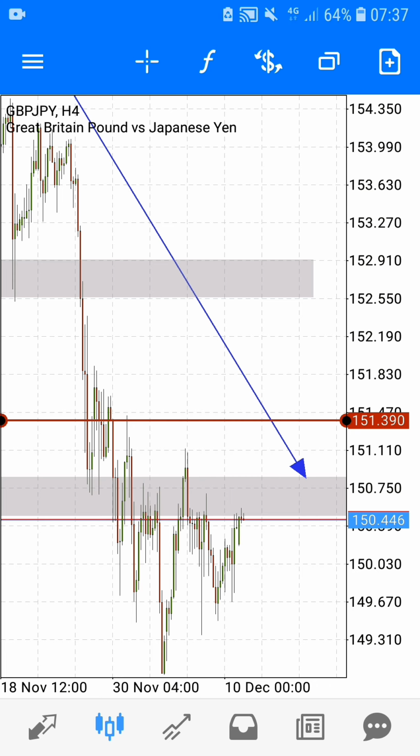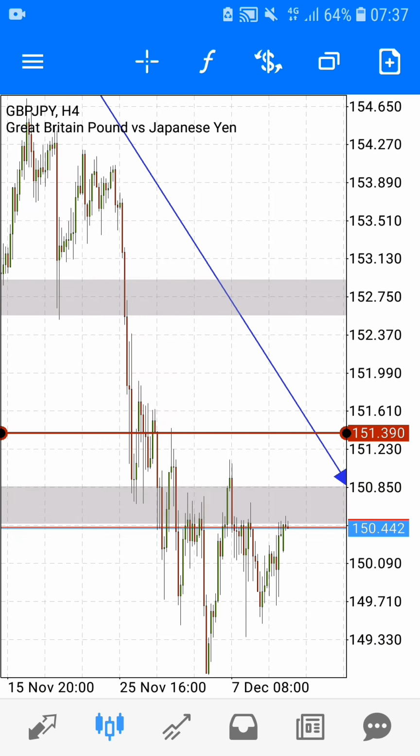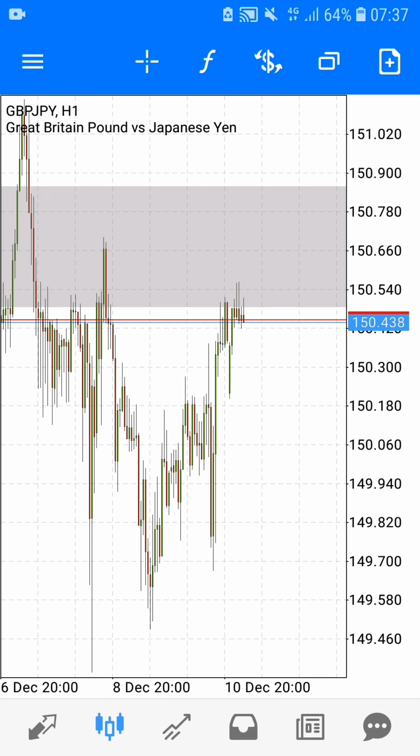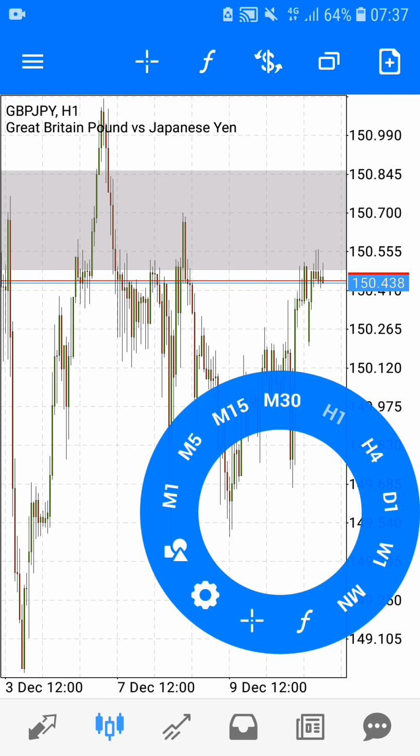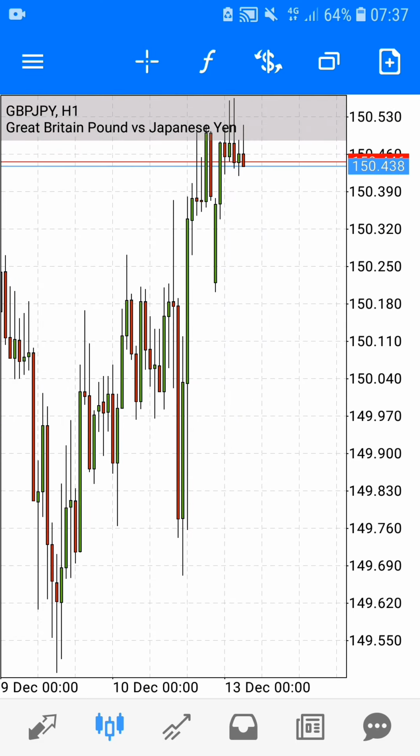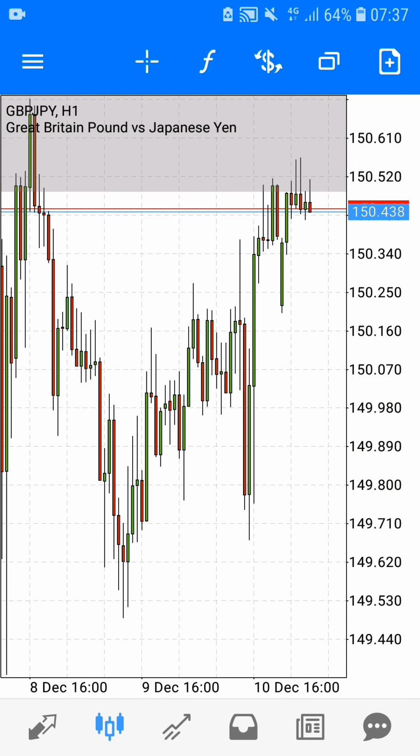So to get my entries, I'm going to shift from this 4-hour time frame to the 1-hour time frame to see if my confluences for entering this trade have already been met. So this is the 1-hour time frame. I'm sure that you can see clearly the weak rejections at the marked area of interest.